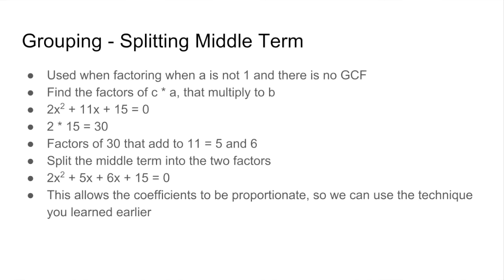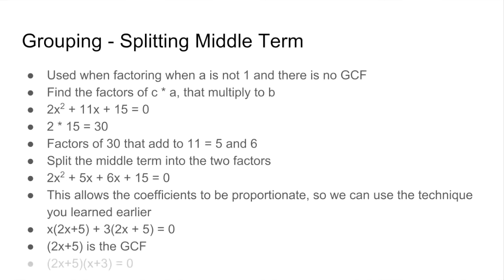Notice that this allows the coefficients to be proportionate, so you can use the technique you learned earlier. In this case, you'd pull out x from the first group and then 3 from the second group, leaving you with 2x plus 5 as the GCF. So you end up with 2x plus 5 times x plus 3 equals 0. Notice in this case, we actually have an equation, so you should completely solve for x. x plus 3 equals 0, so x equals negative 3, and 2x plus 5 equals 0, so x equals negative 5 over 2.